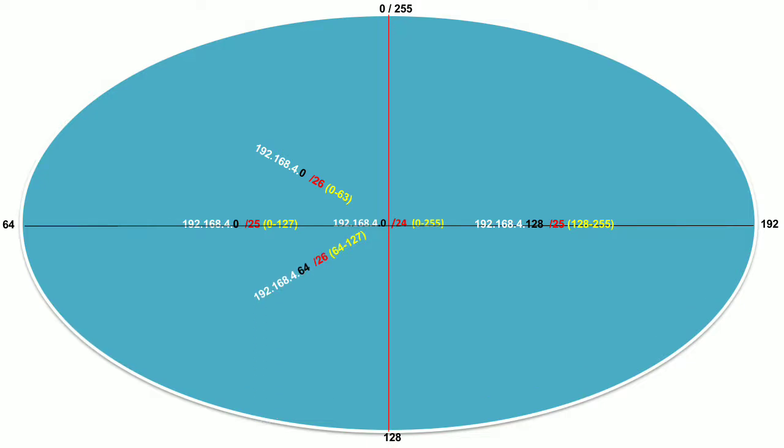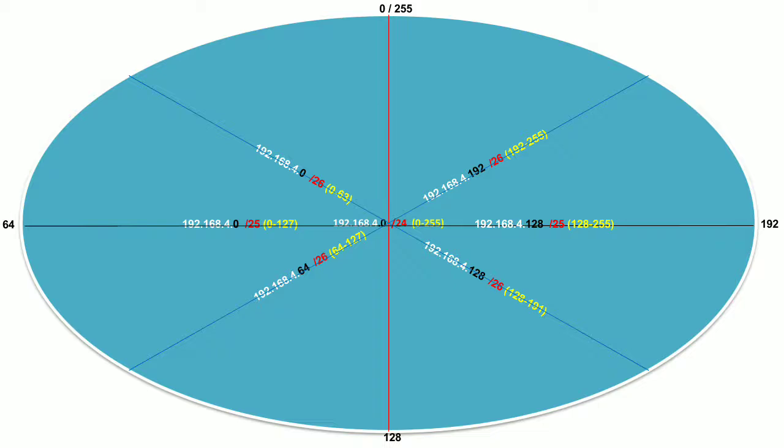And similarly, the second network would have 64 as its subnet ID, and 4.127 as its broadcast IP address. And the third network would have 4.128 as its network ID or the subnet ID, and 4.191 would be the broadcast IP address. And the fourth subnet would have 4.192 as its subnet ID, and 4.255 would be the last IP, and it would be the broadcast IP address.